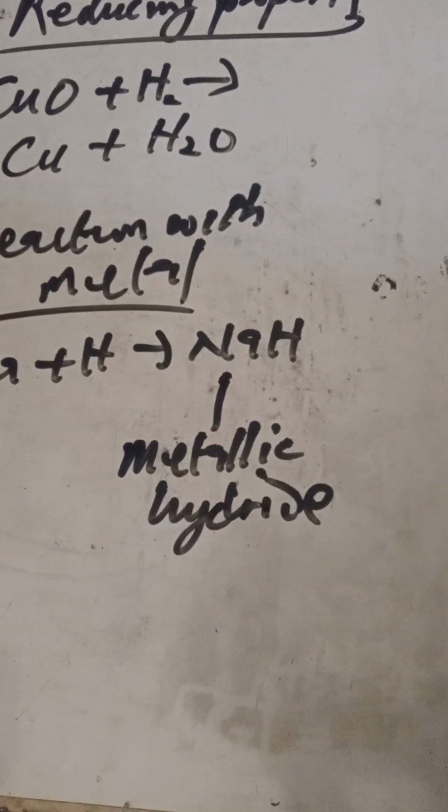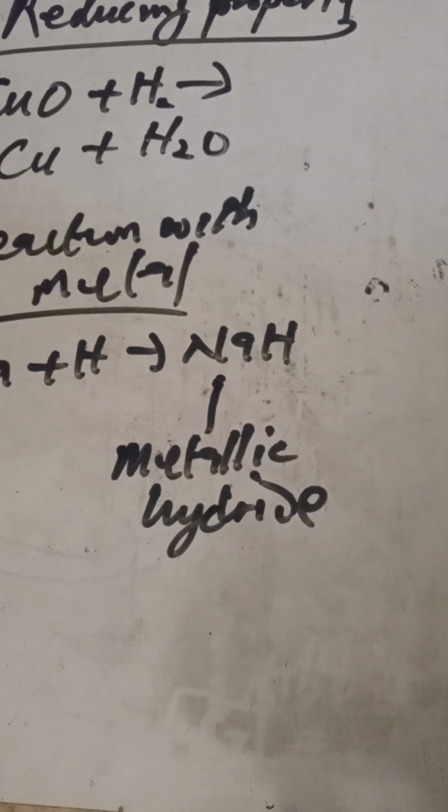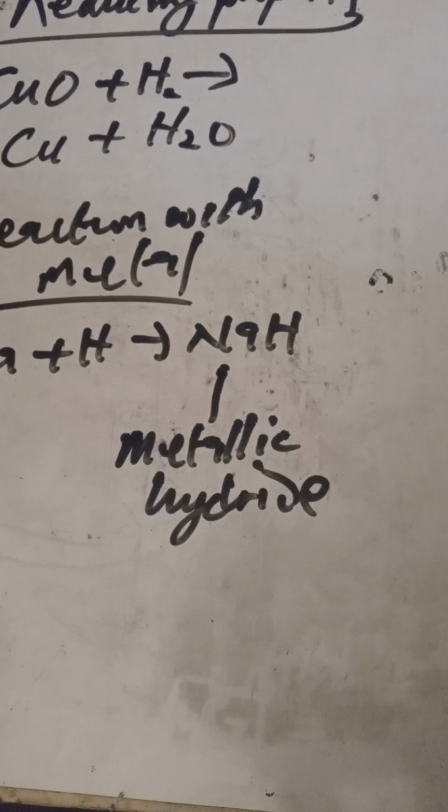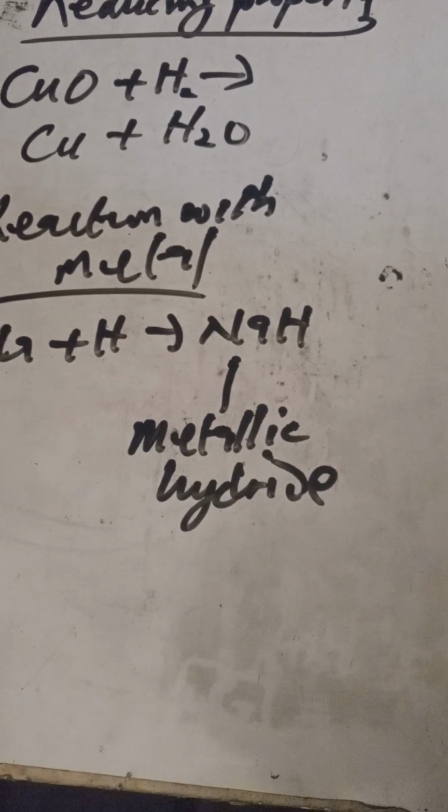Combined with some metals to produce what? The hydride. So these are some of the chemical properties of hydrogen. Now let's look at the uses of hydrogen.